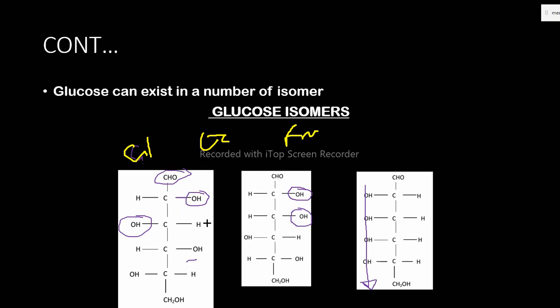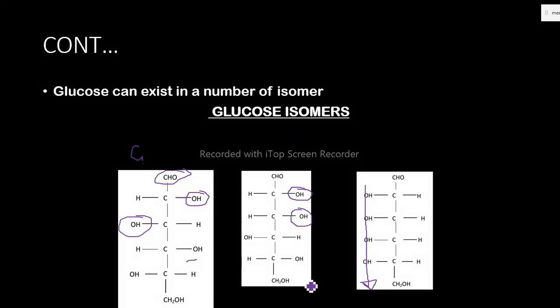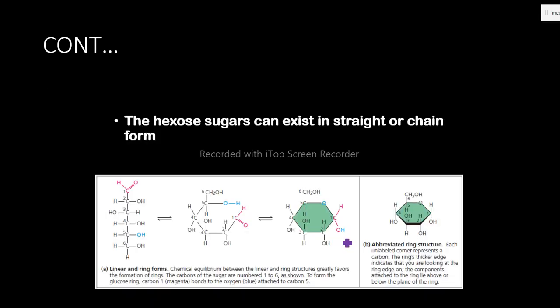So you may look at these differences as minor. You see here the OH on carbon 2, it's here, and here you see it is on this side. So you may look at this as just something small, but actually these differences are the ones that bring about glucose to be glucose, galactose to be galactose, and fructose to be fructose. Let's proceed and look at this.